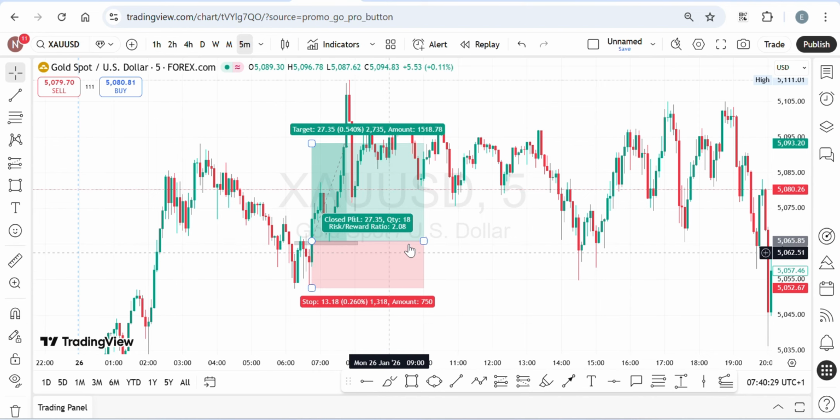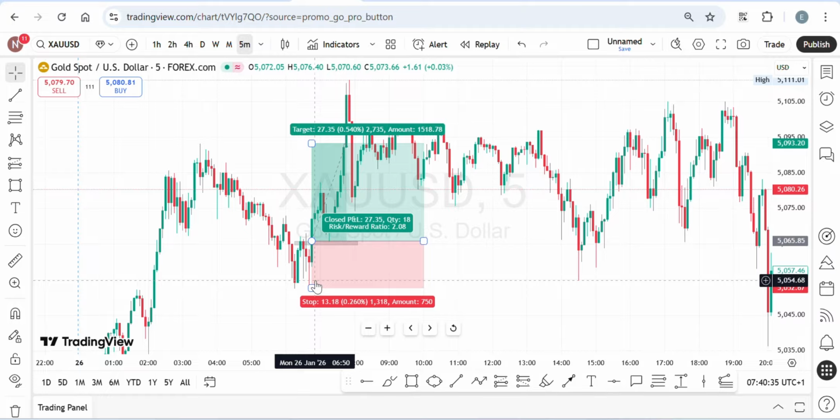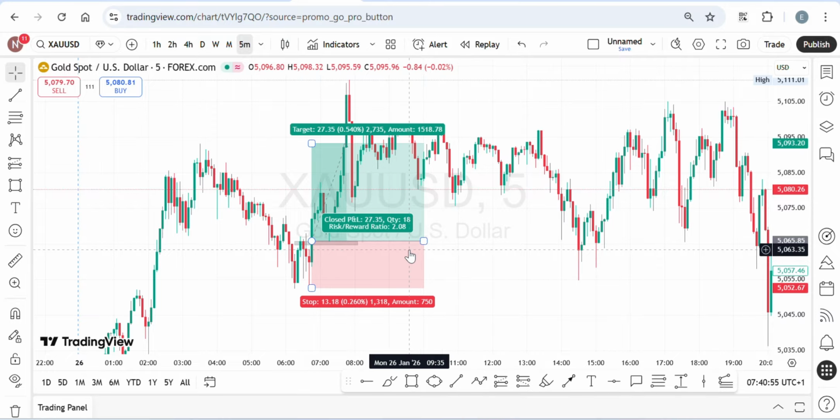I waited for price to retrace back to this level because the market moves in zones. Let's just consider it like that. The market likes moving in zones. So you try as much as possible to get in at the zone, not when the market has already moved.